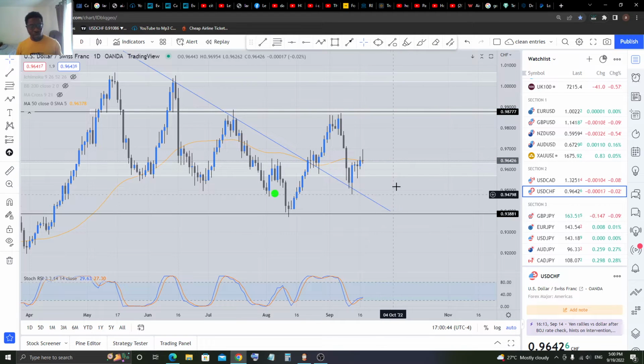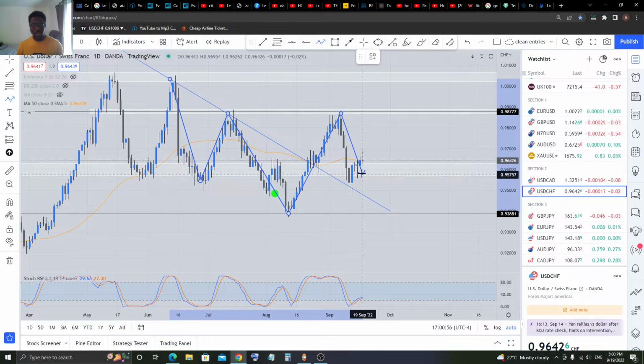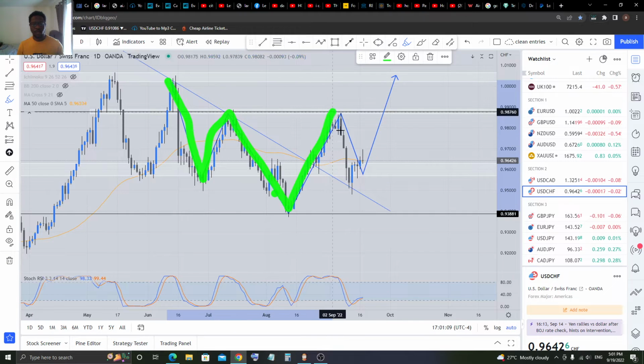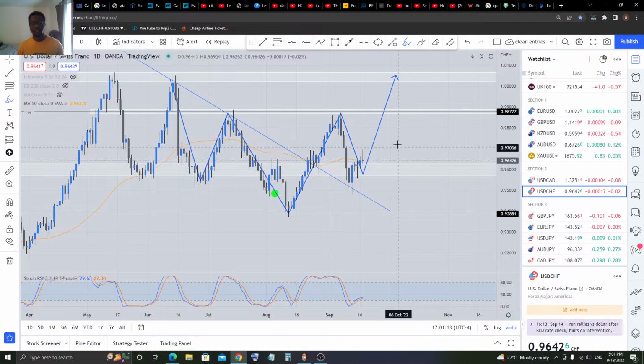So now that we are in this daily time frame, what I can see from here is this head and shoulder. Look at it, clearly a head and shoulder. So nice. Look at this head and shoulder, so nice. If you don't see it, let me highlight it. Look at this head and shoulder. So easy, guys, so easy.